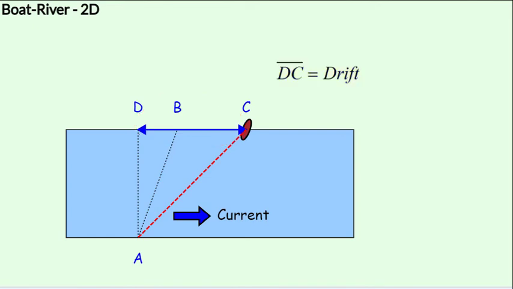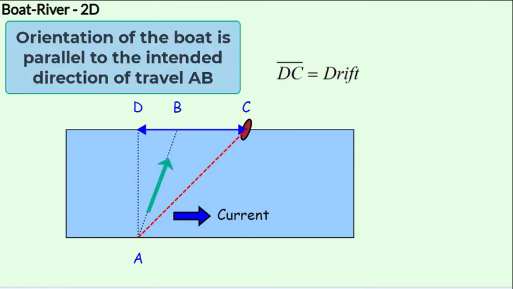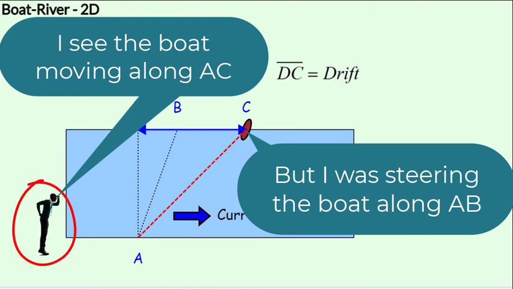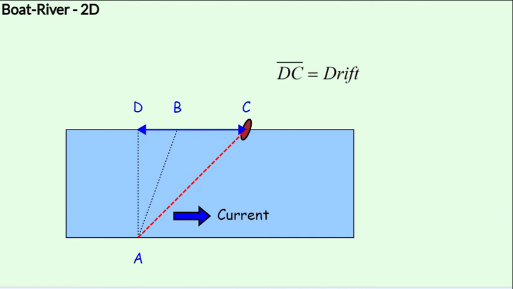The orientation of the boat tells us the intended direction, as it would be parallel to the intended direction. But the actual direction in which the boat moves is the direction as seen by a stationary observer on the ground. Here, the intended direction is AB, so the boatman was trying to get to B, but the actual direction is AC, as seen by an observer on the ground.